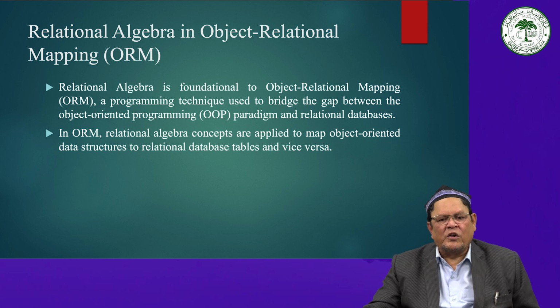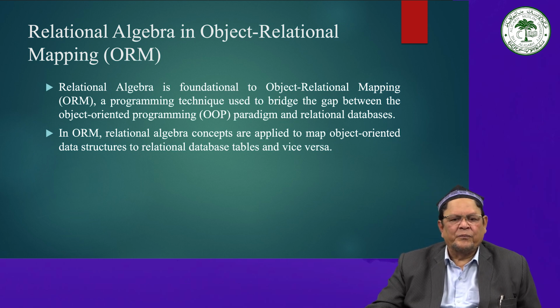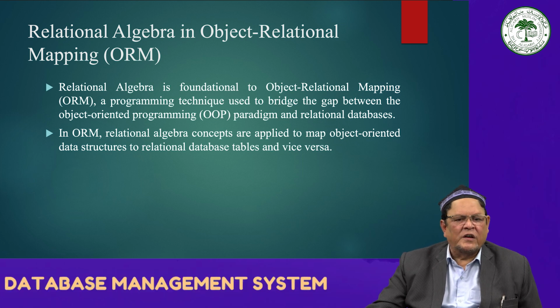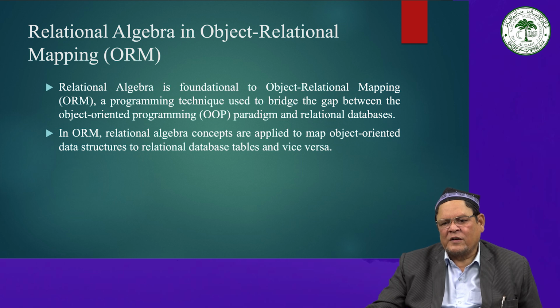Relational algebra in object-relational mapping, called ORM. Relational algebra is foundational to object-relational mapping, a programming technique used to bridge the gap between the object-oriented programming paradigm and relational databases. In object-relational mapping, relational algebra concepts are applied to map object-oriented data structures to relational database tables and vice versa. Here is how relational algebra is used in object-relational mapping.